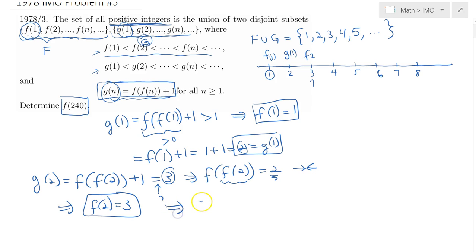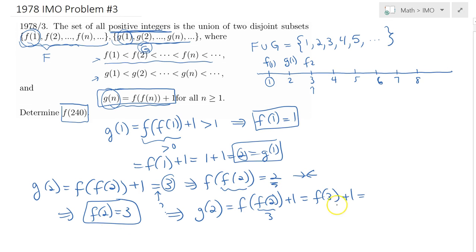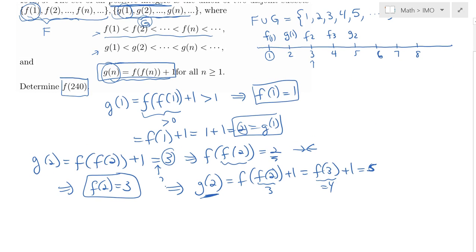But then this implies that G of 2 is simply equal to F of 2 plus 1. But F of 2 we agreed was 3, so this is F of 3 plus 1. Wow, that's even more shocking, because we haven't even defined F of 3 yet. It must be the case that F of 3 is the next number, so this has to be 4. So we have 4 plus 1, which is equal to 5. That gives us G of 2: G of 2 is just 5. Now we can proceed in the following manner, right? G of 3 would be F of 3 plus 1.